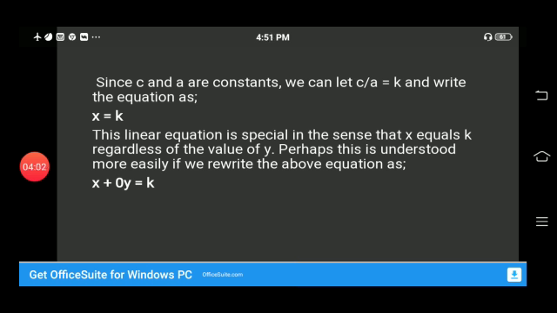So this linear equation is special in the sense that x equals k regardless of the value of y. Perhaps this is understood more easily if we rewrite the above equation as x plus 0y is equal to k. It means that it would be an x-intercept.